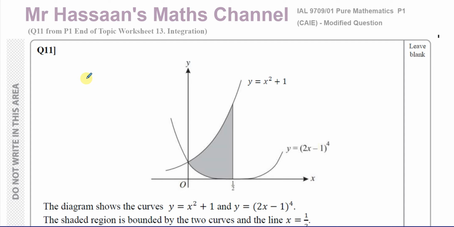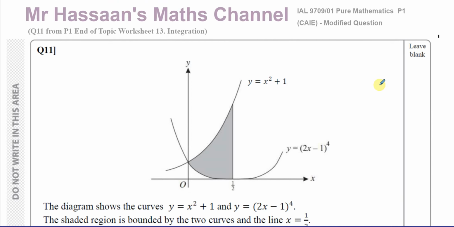This is from the Cambridge CAIE 9709 International A-Level. And this is a question about volumes of revolution, which is similar to question 10, which you'll also find in the playlist, which will appear over here, for this particular worksheet.